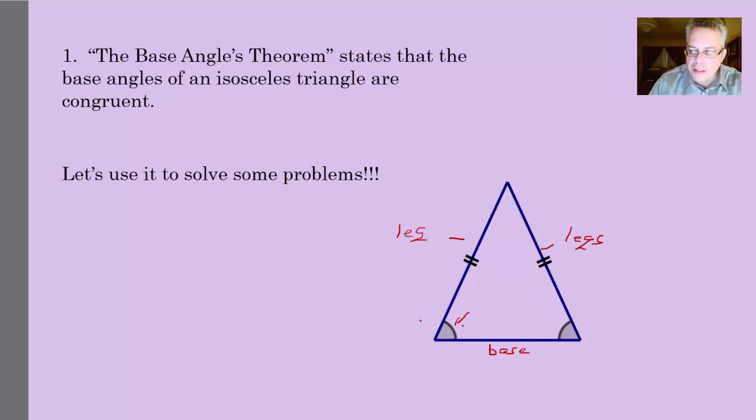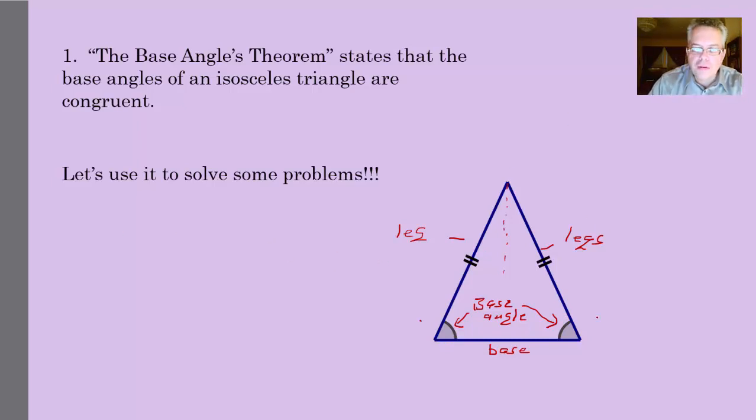So this is a base angle, and that one's a base angle. What the theorem says is that the base angles have to be congruent. If you think about it, if you folded this triangle in half along this dotted line, this angle would match that angle perfectly. They're congruent. All right, we're going to use it to solve some problems.